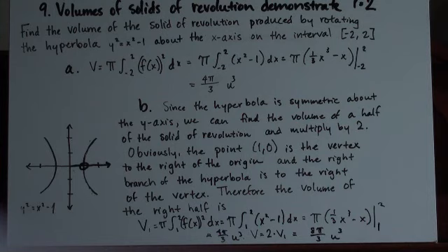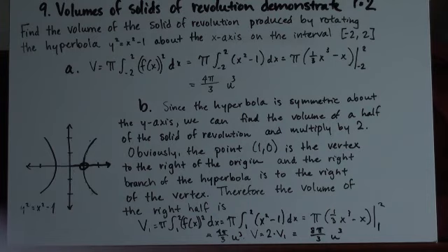Therefore, the volume of the right half is volume 1 equals pi times the antiderivative of f of x squared on the interval 1 to 2, which equals pi times 1/3 x cubed minus x on the interval 1 to 2, which gives us 4 pi over 3 units cubed.